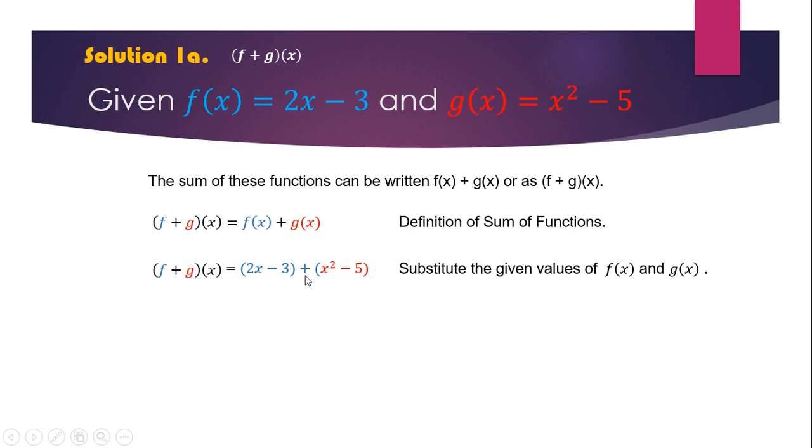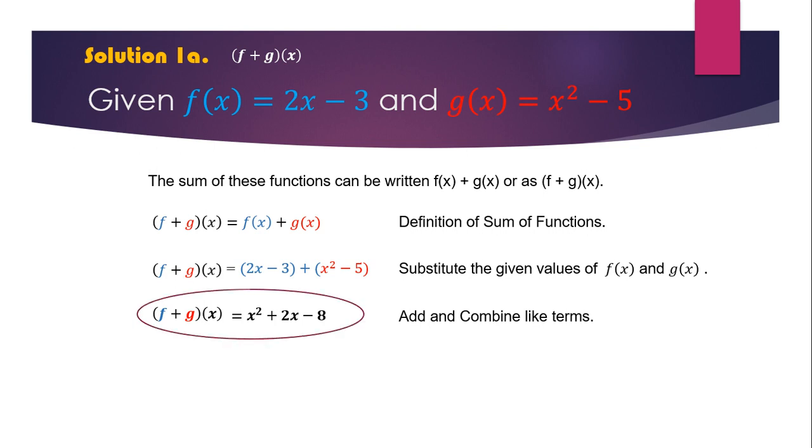Then the operation is just addition because we're going to get the sum of the two functions. So simplify by combining like terms. So therefore, copy x squared, then copy 2x. The operation is plus. Then negative 3 plus negative 5 is just equal to negative 8 by combining like terms. So the answer for the sum of the two functions is quantity f plus g of x is equal to x squared plus 2x minus 8. And the domain or the x values of the functions are all real numbers.